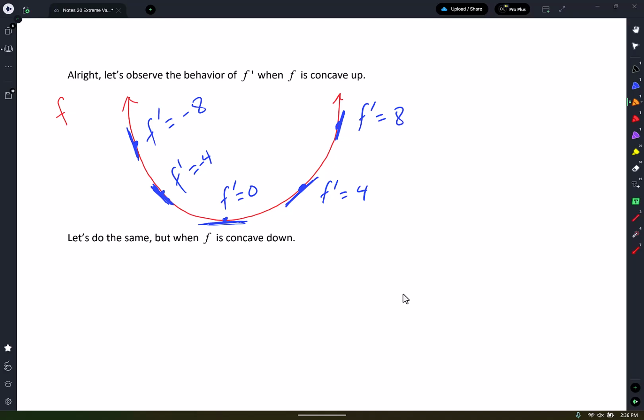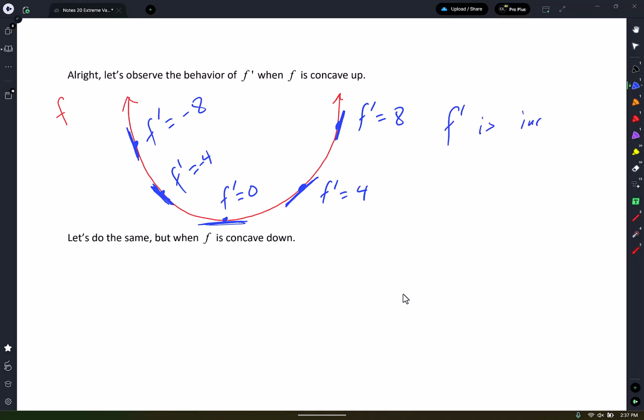F prime. Be careful, don't say f prime prime. F prime prime is positive. Well, I don't want to give the answer. Dang, I might have given it away. F prime is, what did you guys tell me is happening with f prime?